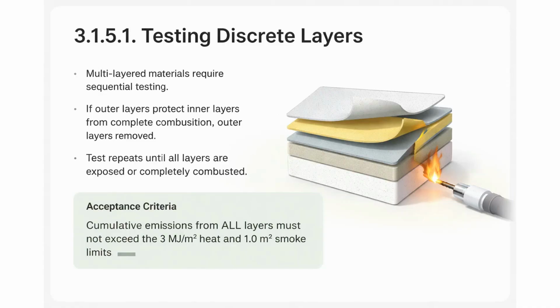But what happens if a material is made of multiple discrete layers? The code anticipates that an outer layer might protect the inner layers during a standard test. So if complete combustion doesn't occur, the test must be repeated by sequentially removing the outer layers until everything has been exposed or completely combusted. The crucial part here is that the acceptance criteria are based on the cumulative emissions from all layers combined, which still cannot exceed those strict heat and smoke limits.